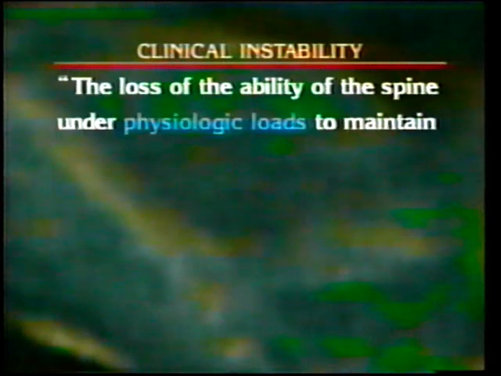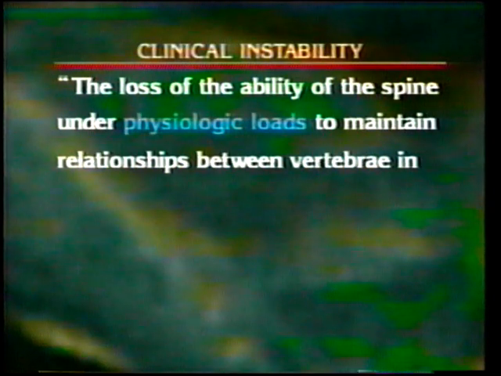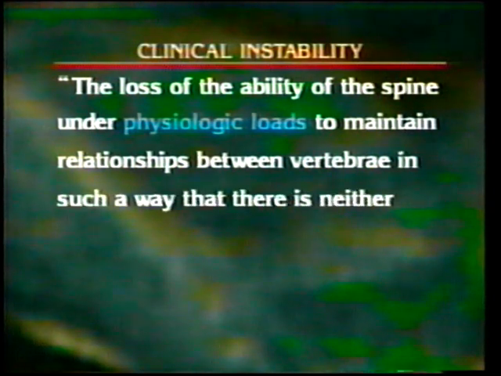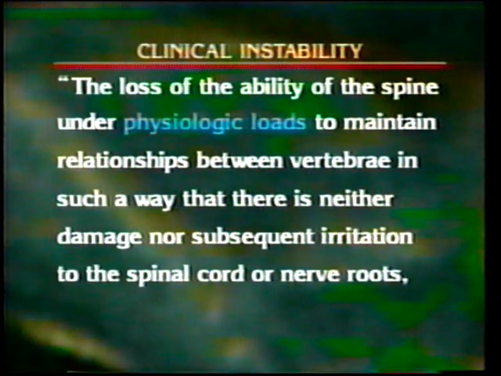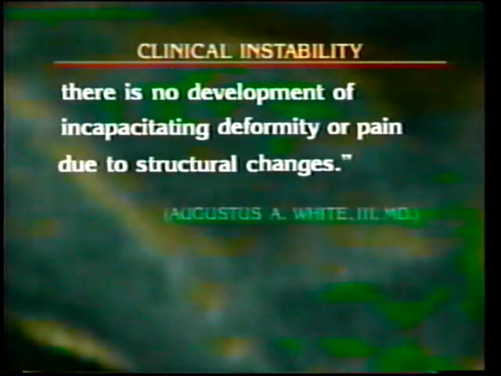His definition of instability, which he calls clinical instability, is the loss of the ability of the spine under physiologic loads to maintain relationships between vertebrae in such a way that there is neither damage nor subsequent irritation of the spinal cord or nerve roots, and in addition, there is no development of incapacitating deformity or pain due to structural change. Now, I think that's a very good definition. Now, in order to really consider instability, we need to know a bit about the spine.